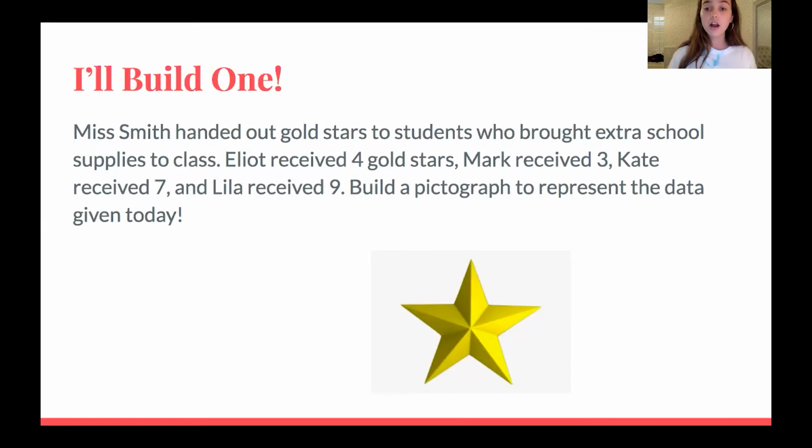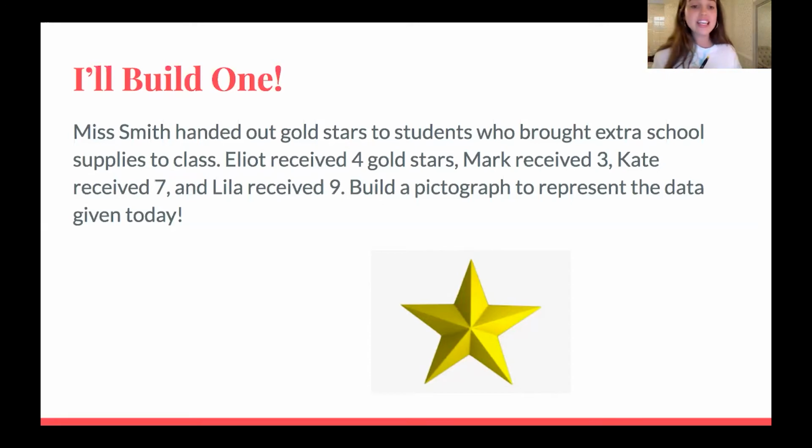Now let's look at Mark. Mark received 3. So above Mark's name, I'm going to draw the 3 stars. 1, 2, 3. 1, 2, 3. Awesome. So there are 3 above his name, and if you look and go over, he matches where the 3 mark is.